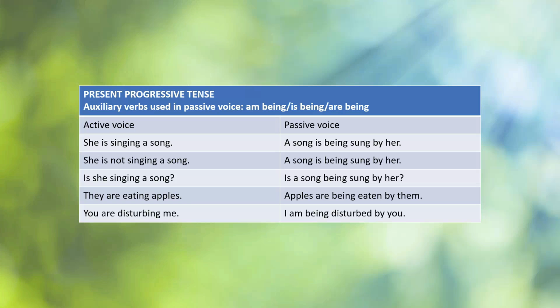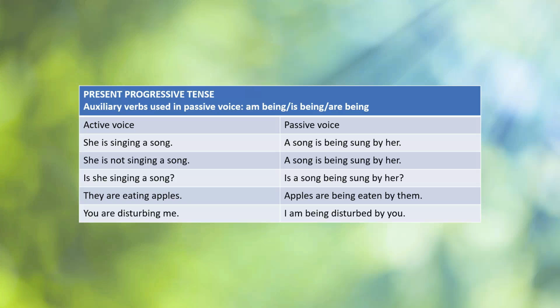Second one, she is not singing a song. A song is not being sung by her. Is she singing a song? Is a song being sung by her? They are eating apples. As we know that apples is a plural word, so we will put are. Apples are being eaten by them.